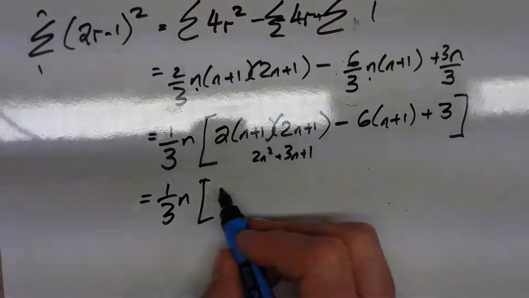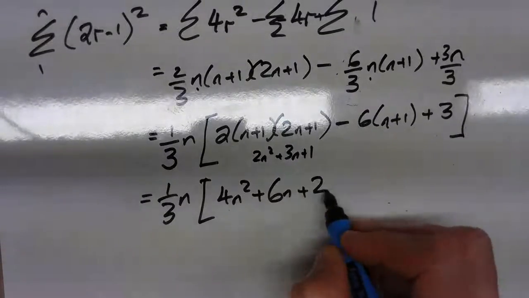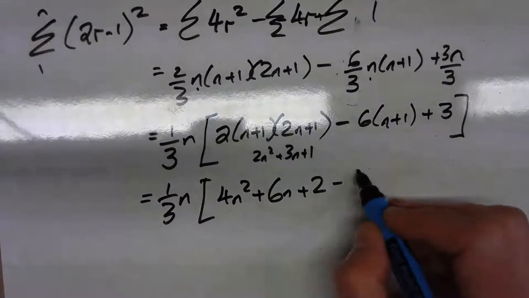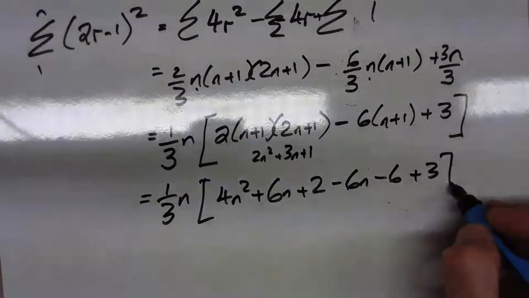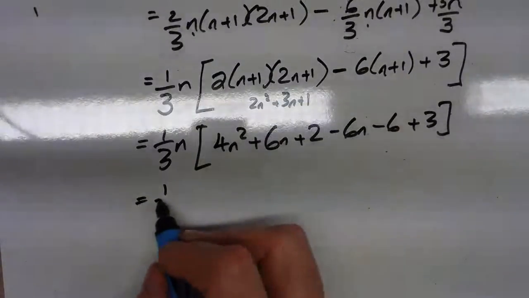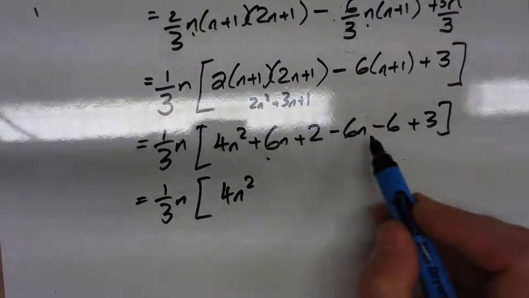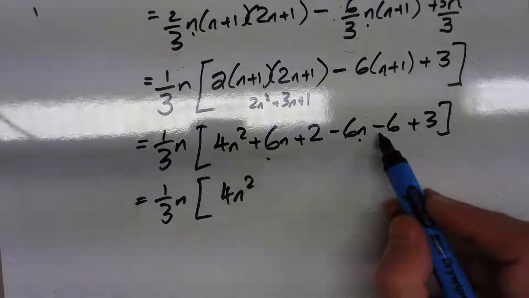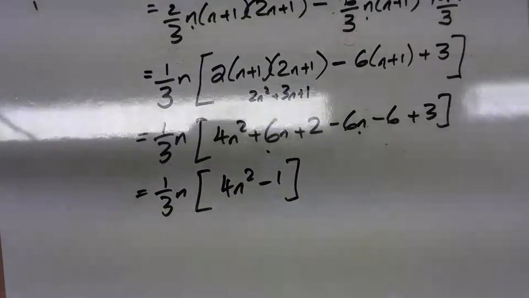And we've got 2 of those, so 4n squared, add 6n, add 2, minus 6n, minus 6, and add 3 on the end. So this should tidy up now. So I've got the 4n squareds, that and that are cancelling, and then I've actually got a minus 1 there on the end, haven't I? 4n squared minus 1.